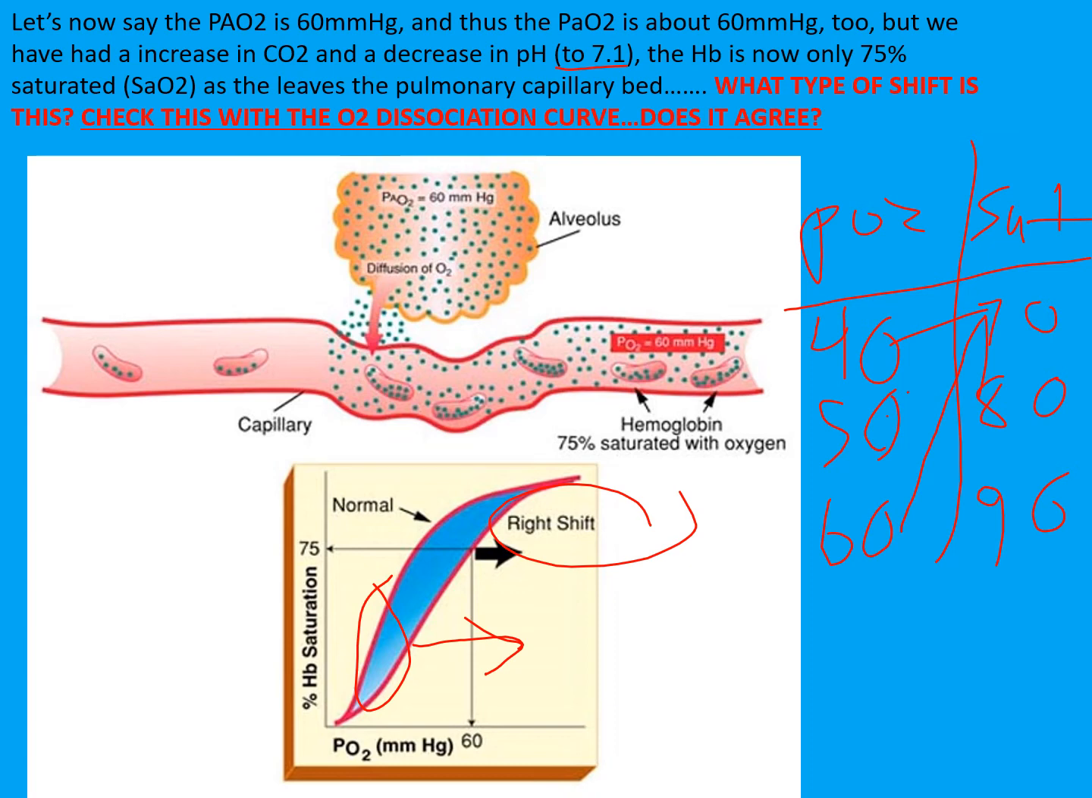So this person has a high CO2 and a low pH. So my question here would be, is this patient hypoventilating? And if we put this patient on a ventilator to restore alveolar ventilation, then we should be able to fix this curve from being abnormal.